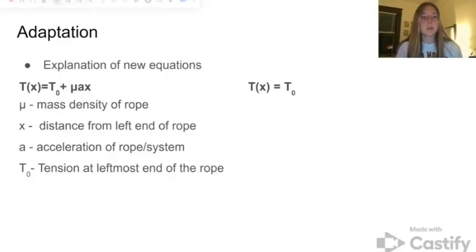We have x, the distance from the left end of the rope. This is obviously important if you're trying to find the tension at a specific point on the rope. You're going to need a variable that allows you to move and change. So this is our changing variable. And we have a, the acceleration of the rope or the system.